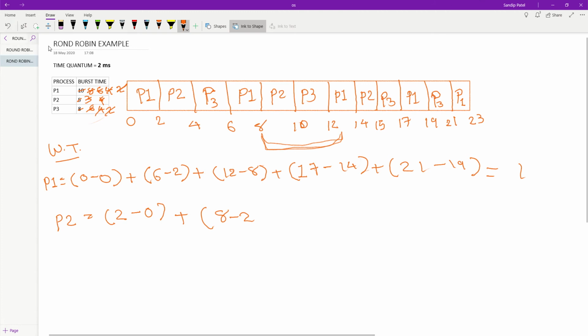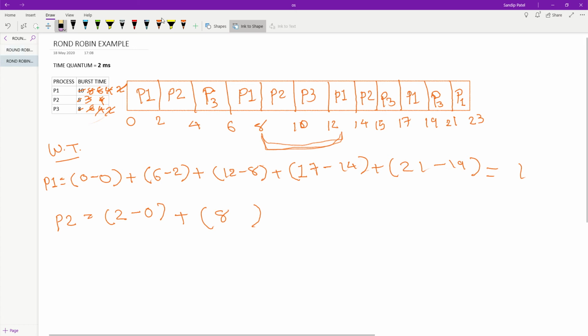Sorry, here the pen is not working properly. Here 8 minus 2... sorry, P2 swaps out at 4 and enters at 8. So instead of 2 it should be 4. You can see here P2 swaps out at 4 and swaps in again at 8.